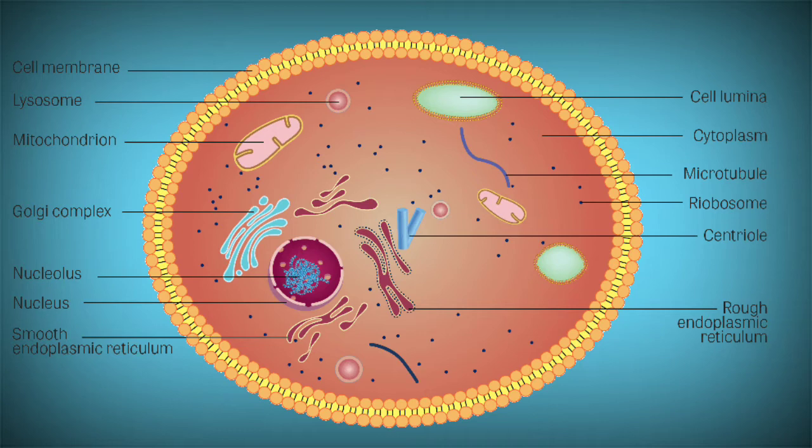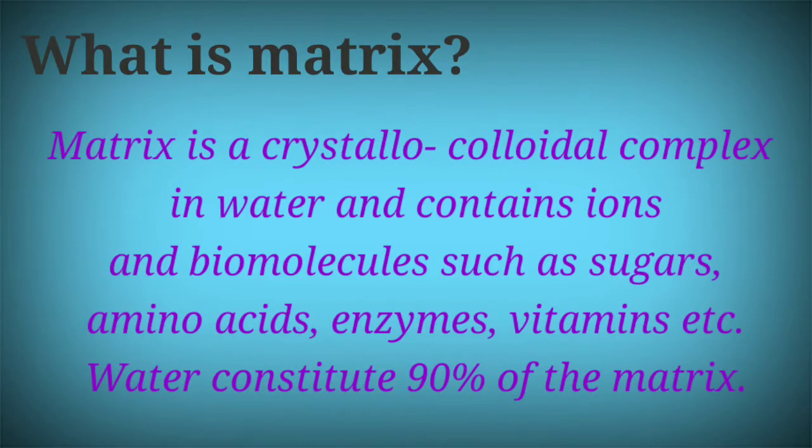Now, the word matrix, as we are going to come across this word every now and then, so let me repeat again. Whenever the word matrix is used, it means that it is a crystallo-colloidal complex in water. Generally, it is in the form of crystal and it is colloidal in nature.